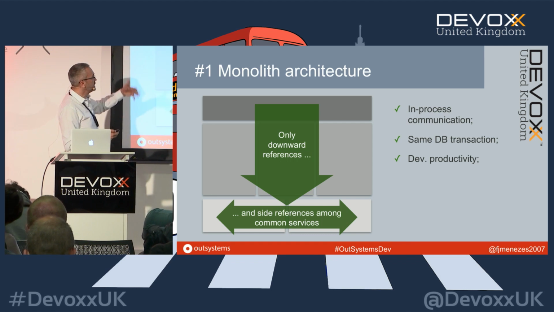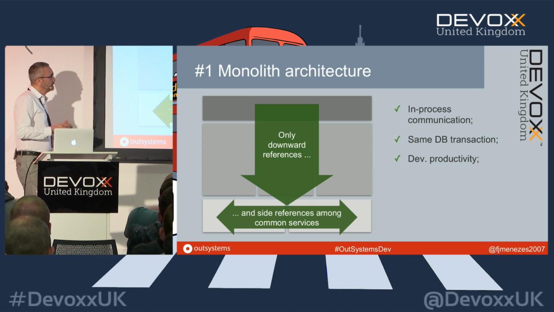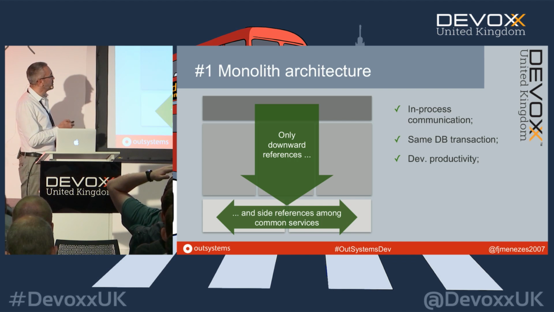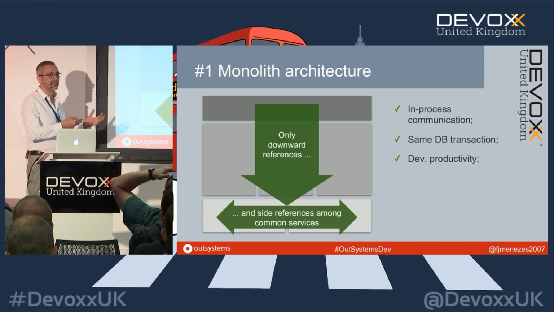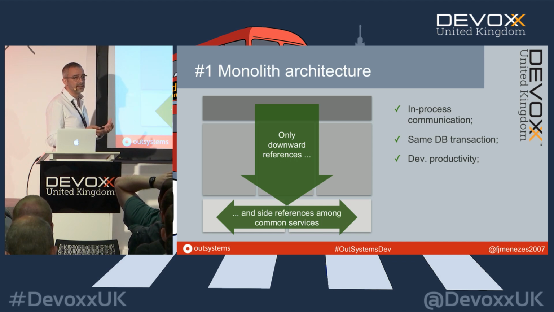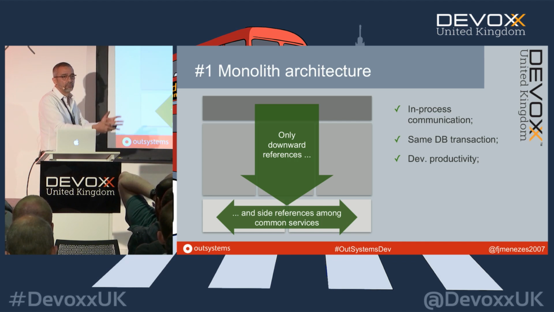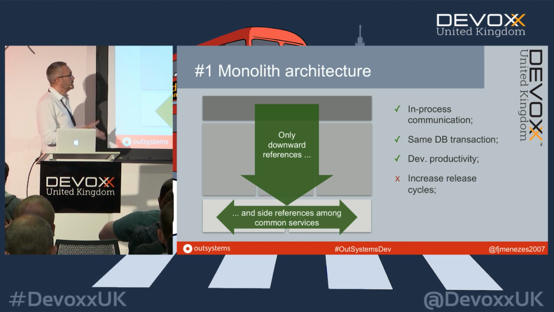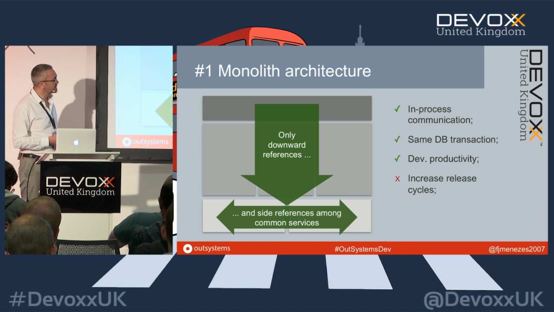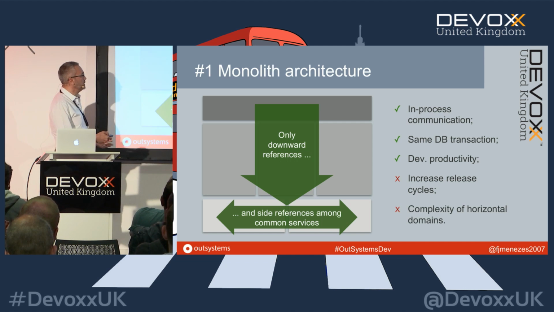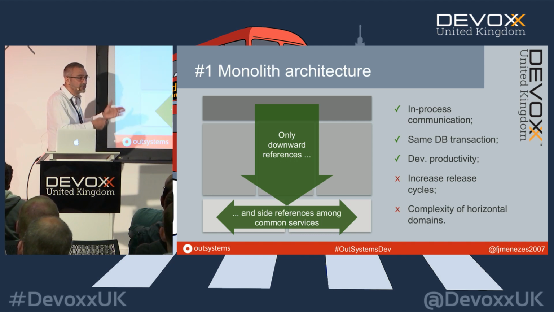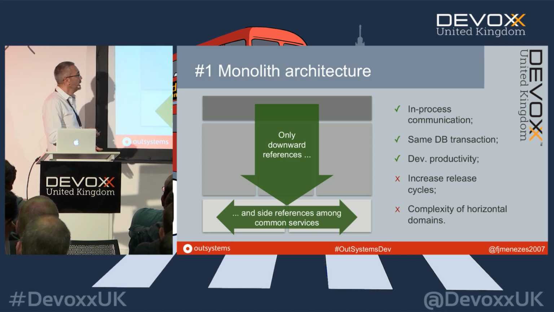But of course, this type of strongly coupled architecture creates very strong dependencies. And remember that each domain is probably owned by different teams. So you have all these dependencies among teams, and whenever you need to deploy something, this gets in the way. So the main disadvantage is the increased release cycles. And you get much more complexity on the horizontal domains because these domains cannot provide services. You have to push everything to these horizontals.